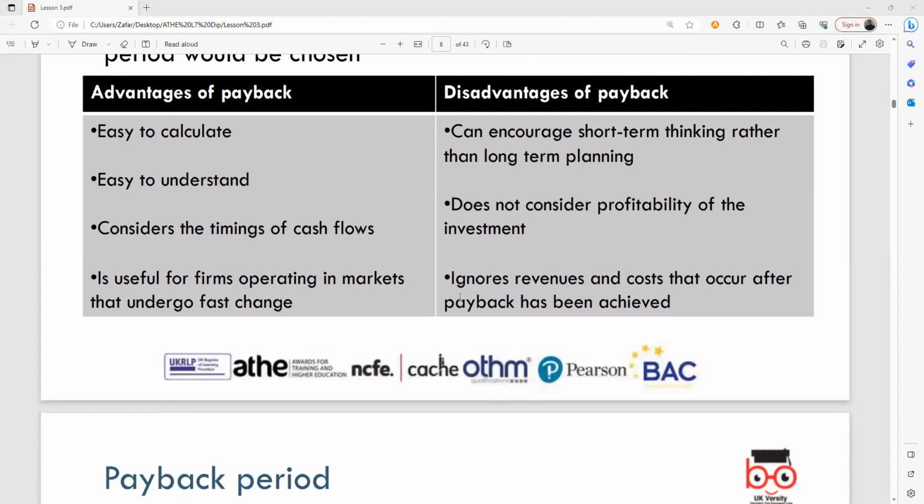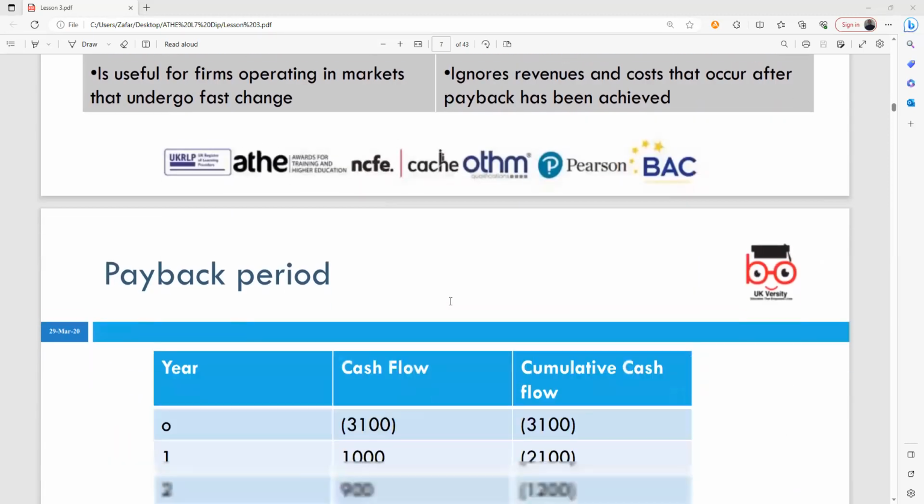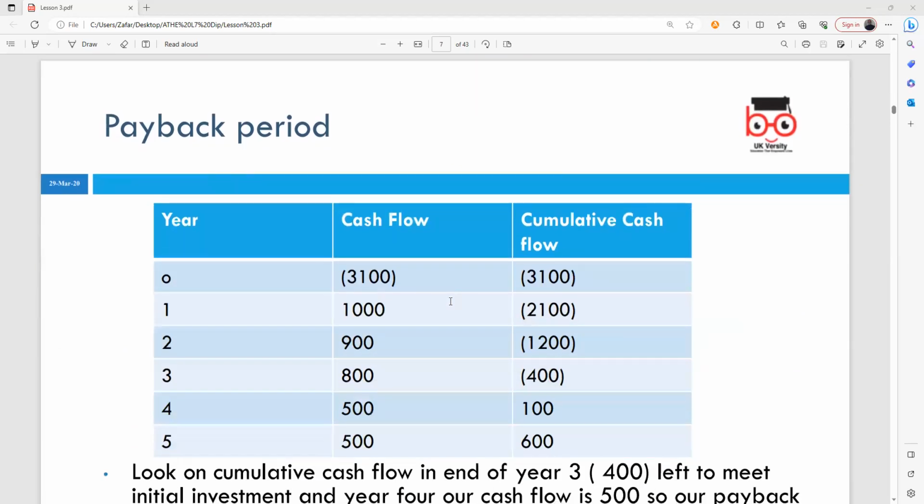Disadvantages: it doesn't take the time factor into account. It doesn't take interest rates into account. It doesn't take profitability into account. It doesn't take any returns. It just assumes how much time it will take to recover the initial investment, and that's all. It ignores revenue and costs. So this is the disadvantage, but the main advantage is that it is very easy to calculate.